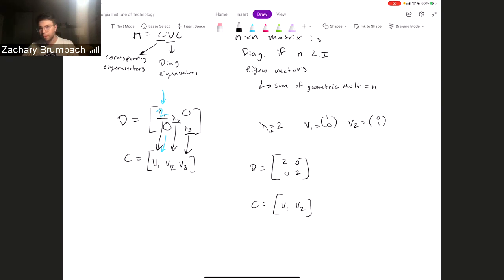Geometric multiplicity is how many times you have that root in your characteristic polynomial when it's equal to 0. Geometric multiplicity is how many eigenvectors you get from that eigenvalue. Okay.